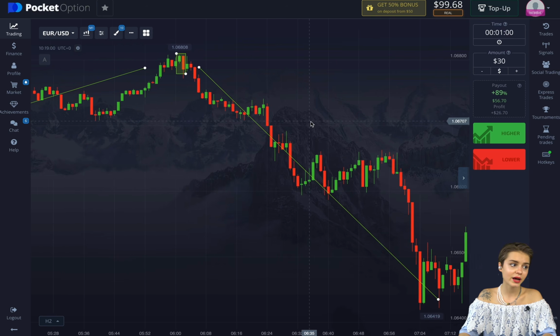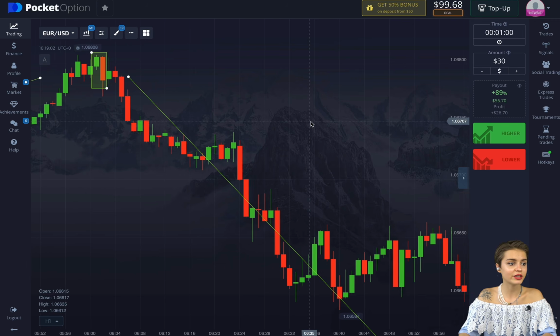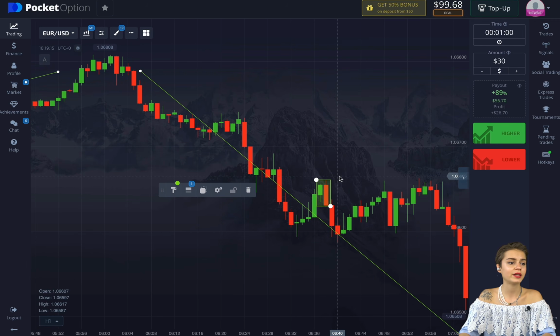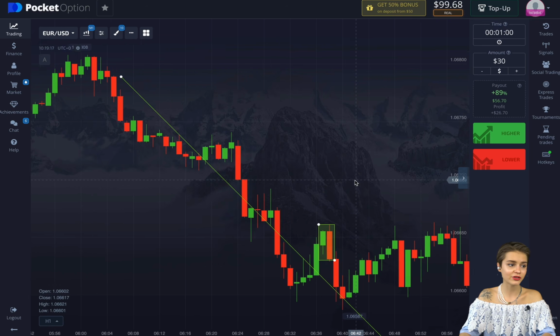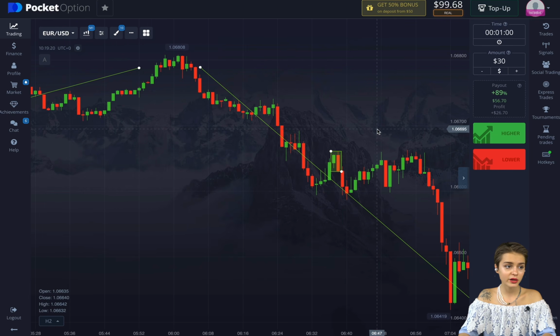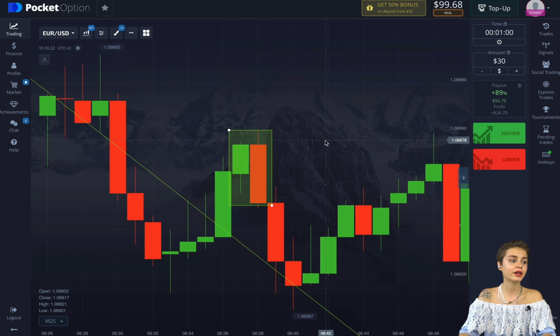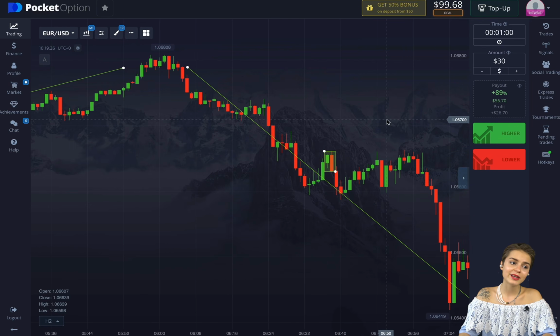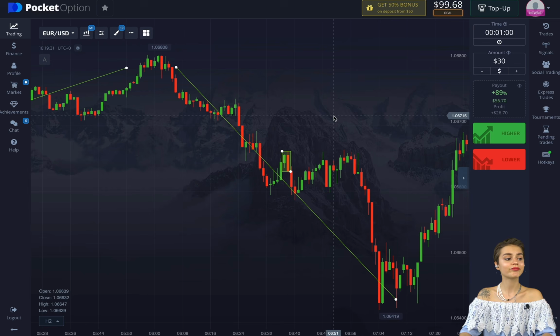And here we see a continuation pattern, the same pattern as this one. We see it not once. For example, we can take this case. Here is also a downtrend continuation pattern. So we see a green candle and a red one engulfing our previous growth. And of course, this pattern is followed by fall.